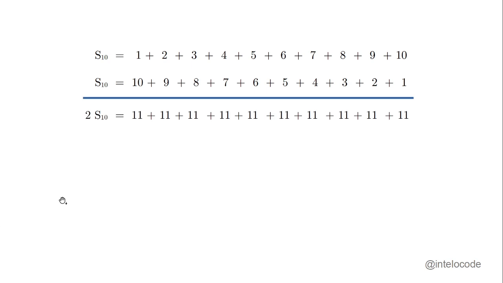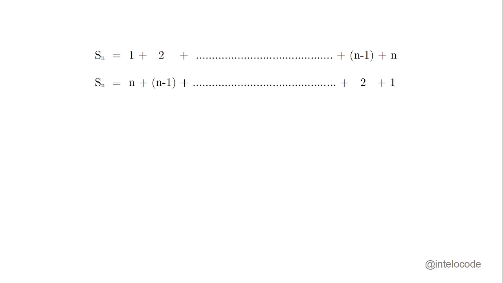If you observe, for each pair we get the sum as 11, and this 11 is appearing 10 times. So we can write it as 10 times 11. Now this is the sum of this series and this series. So we will divide it by 2 to get the sum of 10 numbers, which is 55.